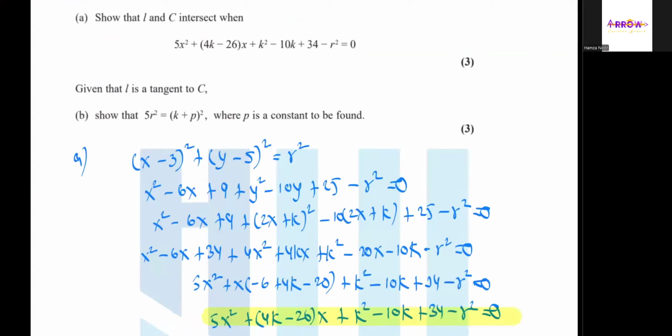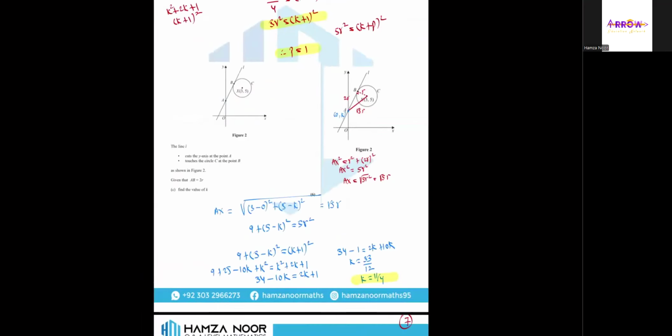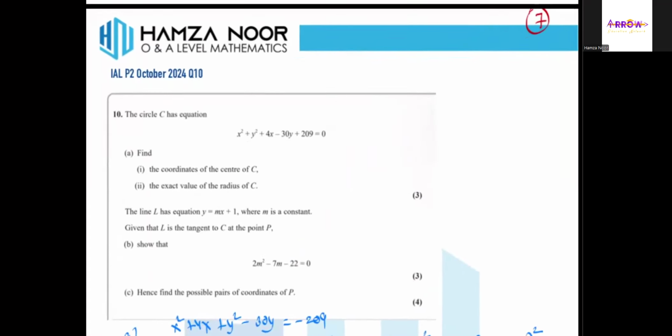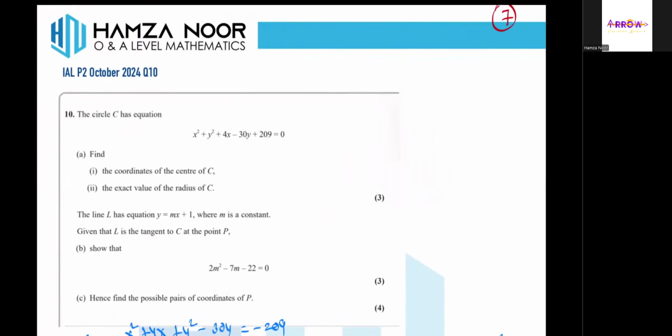After this, we have another question which is October 2024, question number 10. So the question says that the circle C has equation x square plus y square plus 4x minus 30y plus 209 is equal to 0. The requirement of part A is to find the coordinates of the center of the circle and then find the exact value of the radius of the circle.